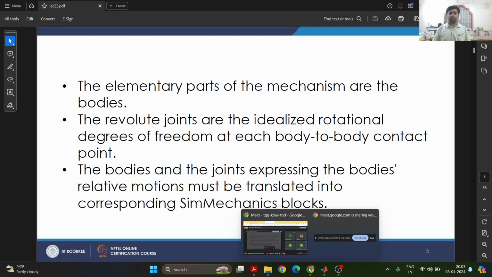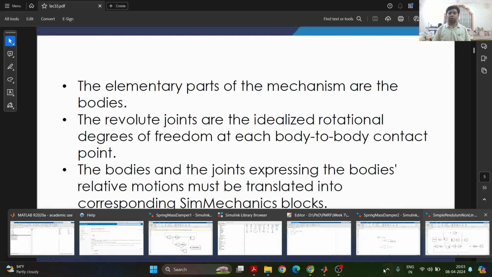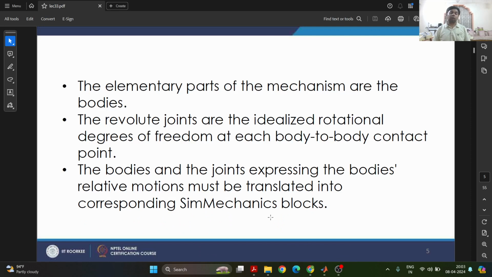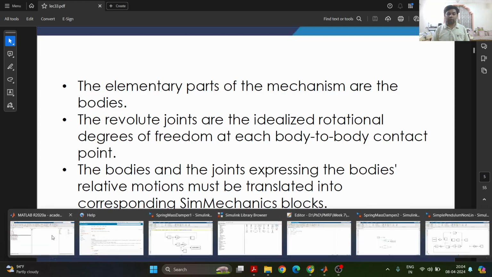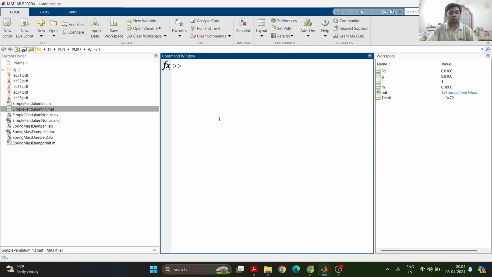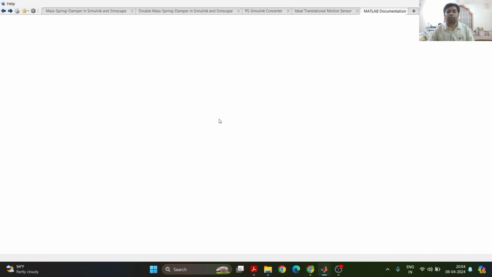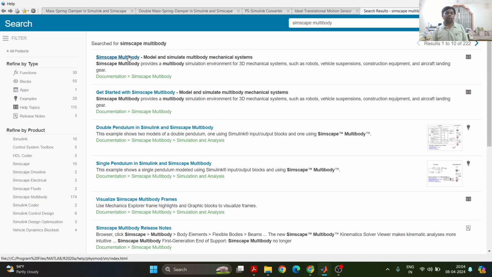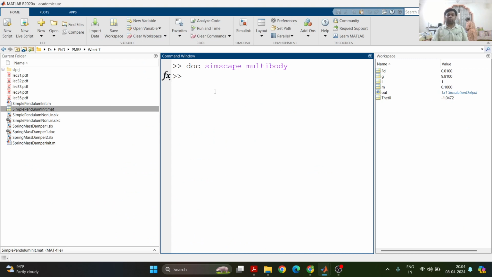So I think you can refer to the latest documentation for this toolbox, which you can access online or by typing doc Simscape Multibody. Then you can get the latest documentation corresponding to that version, and it will be easier for you to access the blocks.